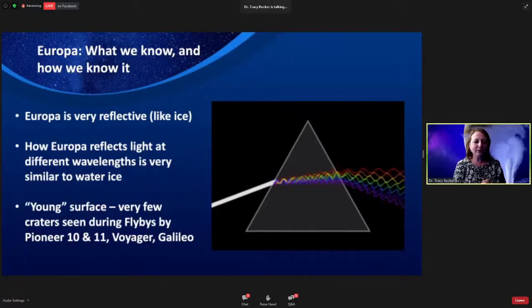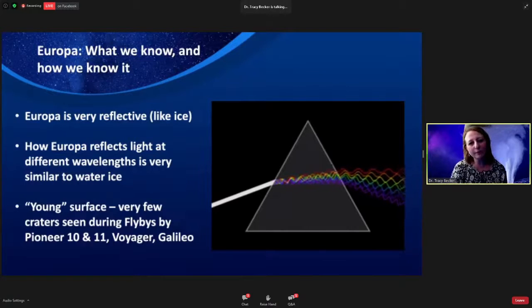And lastly, it's what we call a young surface. So there are very few craters on Europa. We saw this way back when we first started sending our first spacecraft out into space that flew by Europa. We were able to see it is fairly smooth. Why would Europa have no craters, but the neighboring moons, Ganymede, Callisto, why do they have craters? There's no reason that Europa should have fewer craters.